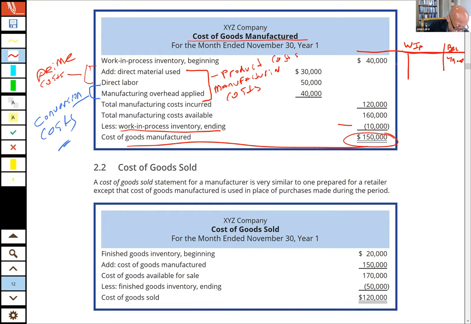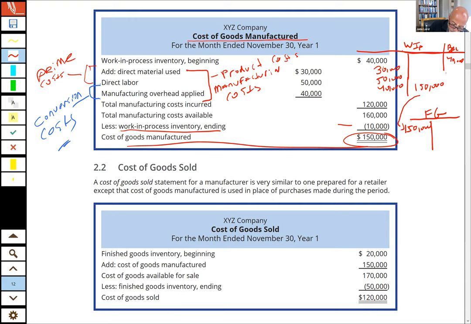Okay. And then I do what? I add my direct materials. I add my direct labor. I apply my overhead. Right. And then when I'm done with my work for the period, when I finish my work in process, I do what? I credit work in process. And what do I debit? Finished goods. I debit finished goods for 150,000, right?